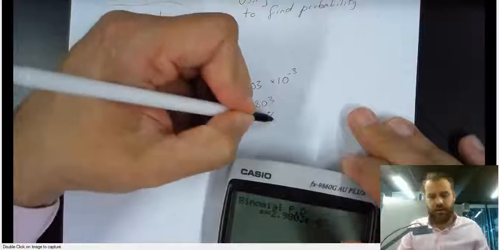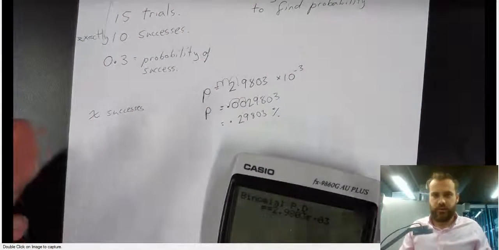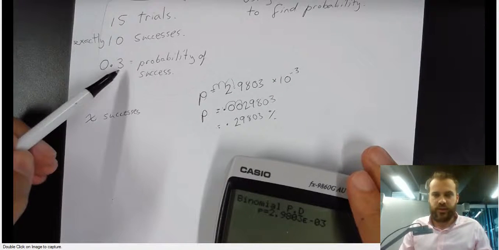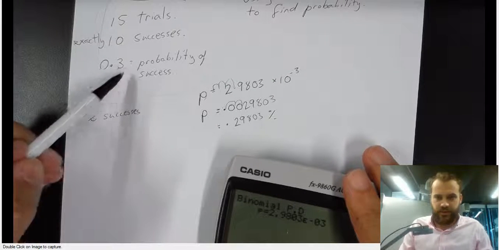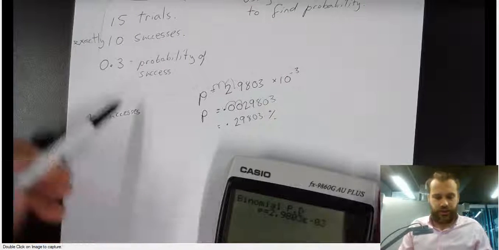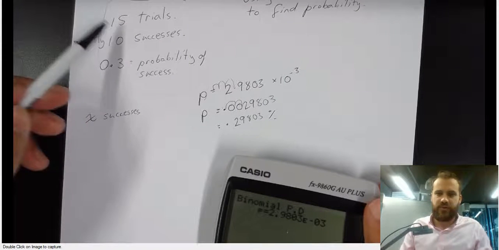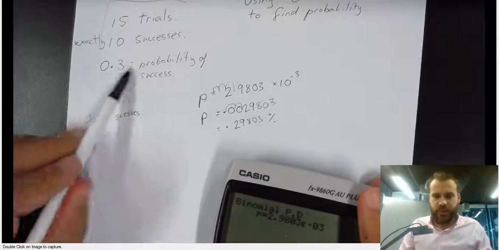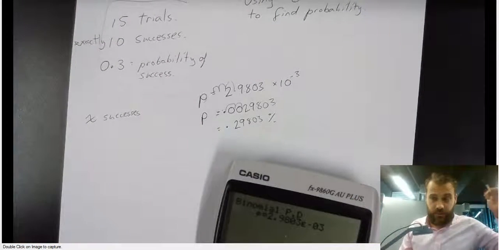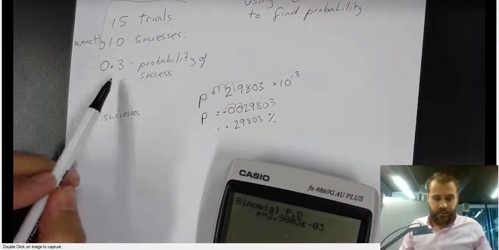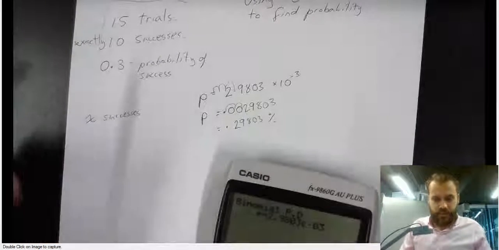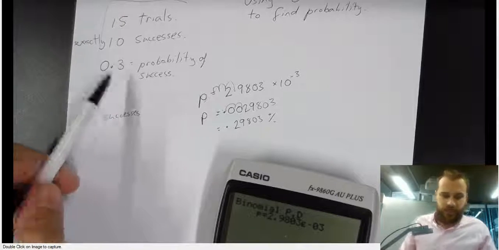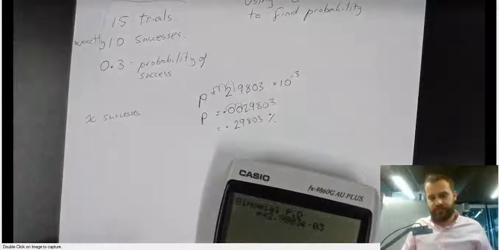Now we could, if we wanted to, express that as a percentage. 0.29803%. A very low likelihood that a football team that is so bad that they only win 30% of their games, it's very unlikely that they're going to win 10 games out of 15. Very, very unlikely. Similarly, if you're walking past a tree and you're only getting pooped on 30% of the time, or a probability of success of 0.3, it's very, very unlikely that you'll get pooped on 10 times out of 15.